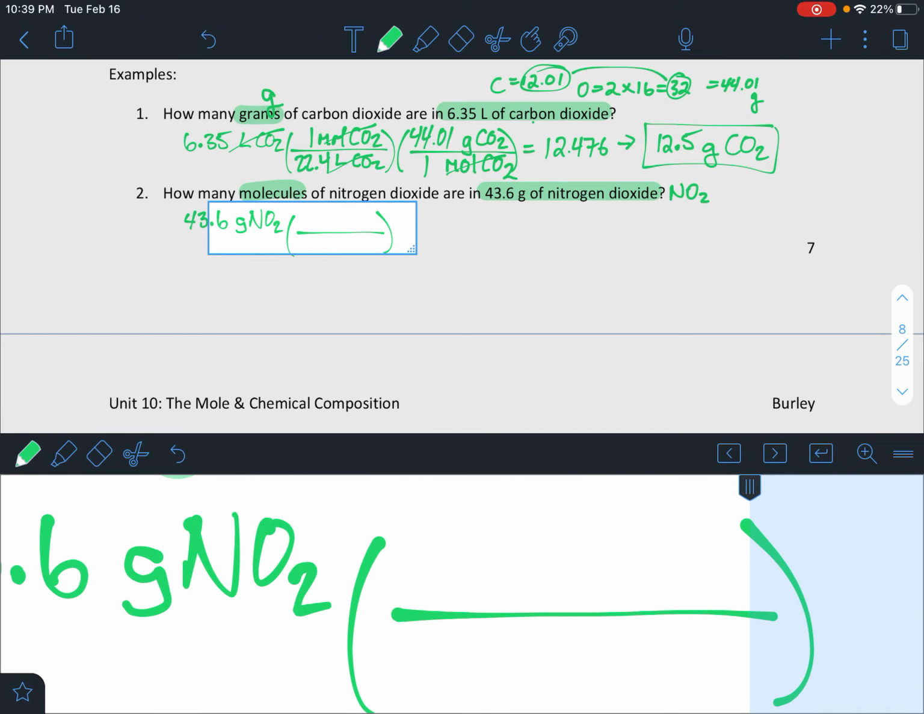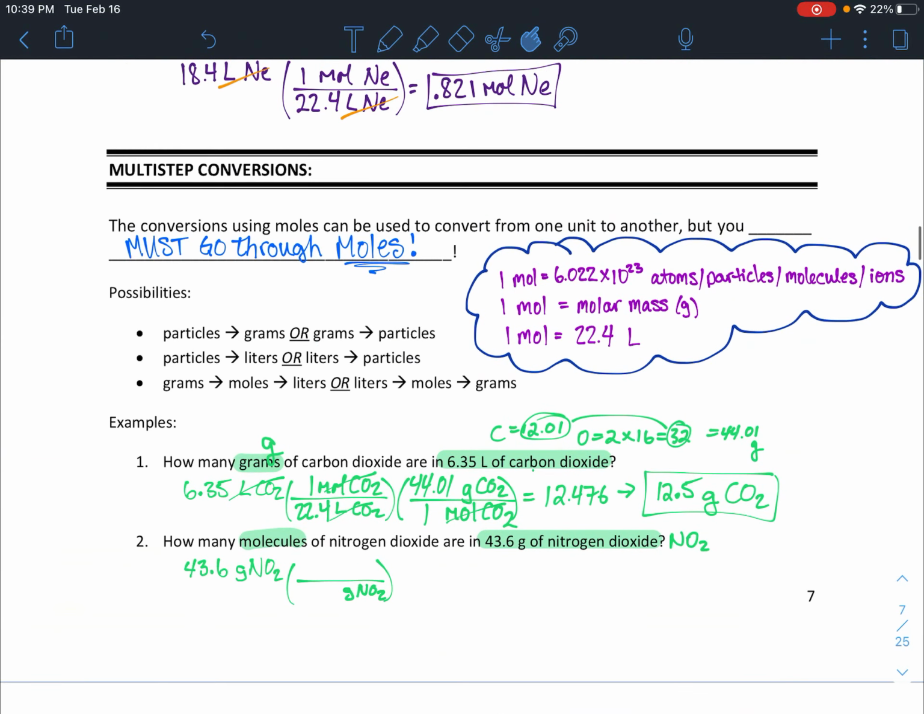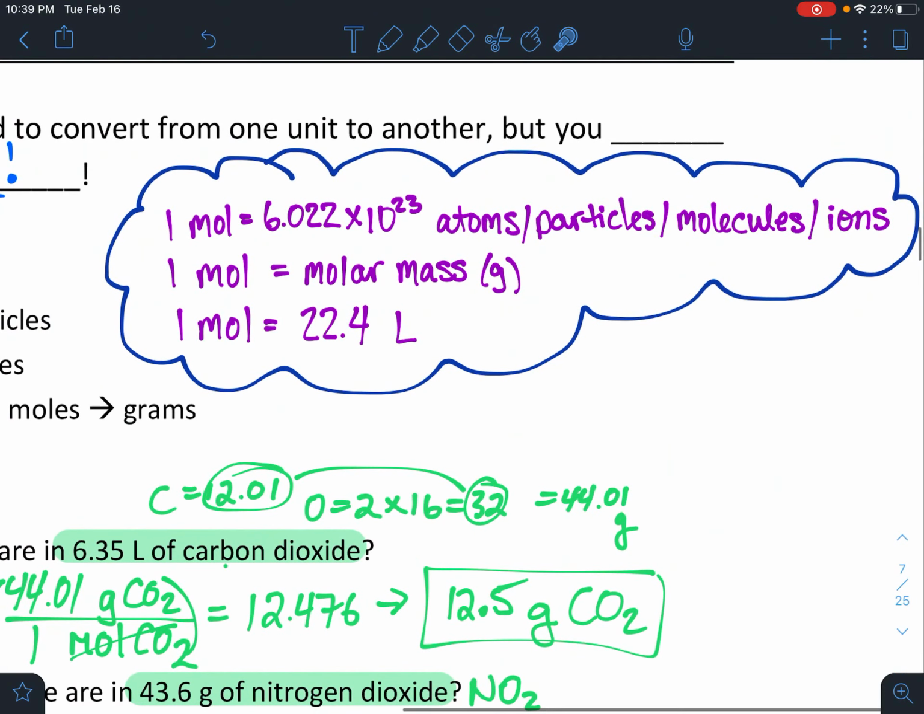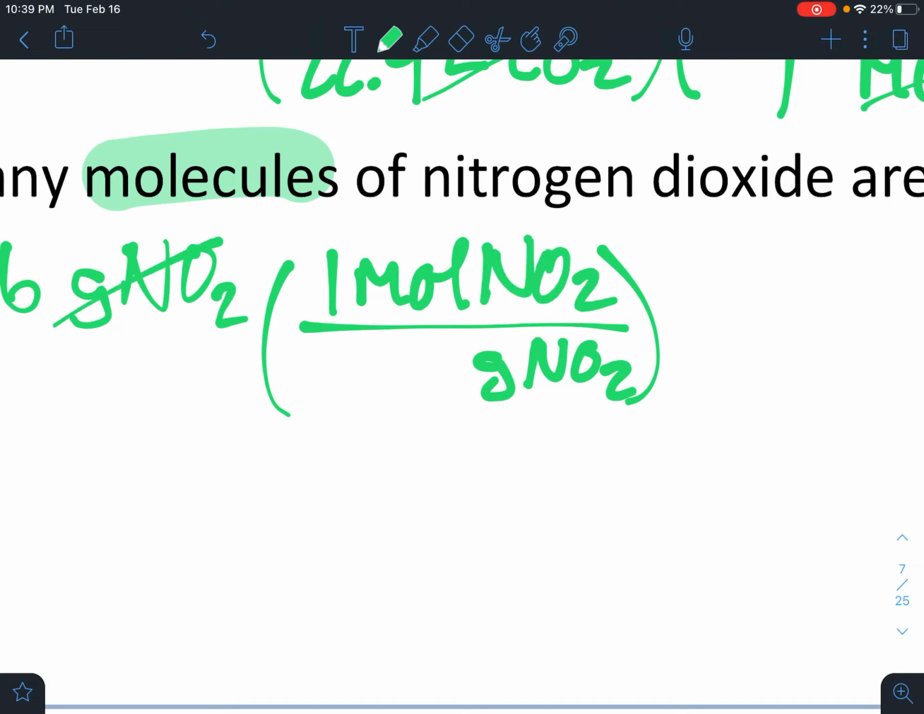So if we build our conversion factor, we want to set it up so that we can cross off this grams. So we put grams of NO2 in the bottom. Now if you take a look at the options for equivalence ratios, if we find grams, grams is equivalent to 1 mole of the same substance. So the thing that goes on the other side is 1 mole of NO2. Grams can cross off. We're left with moles of NO2.